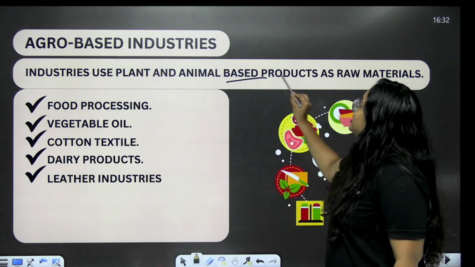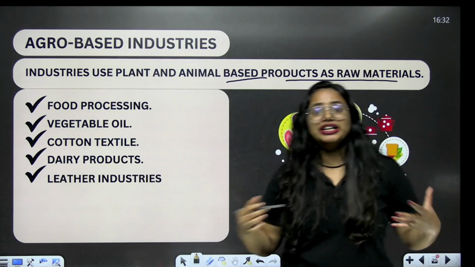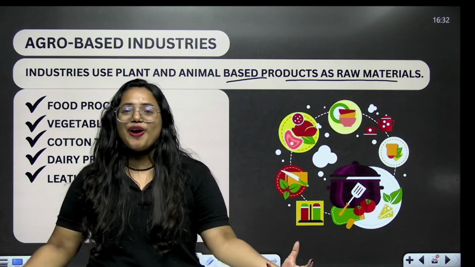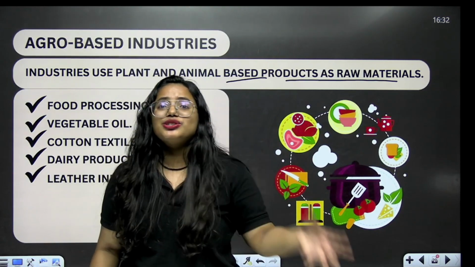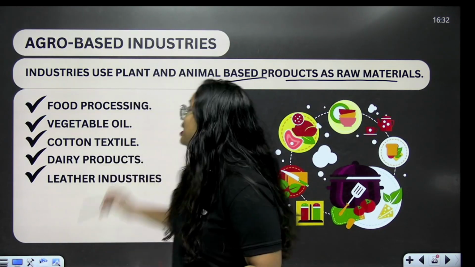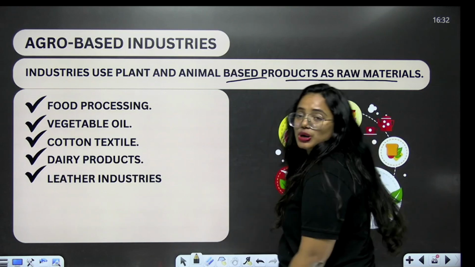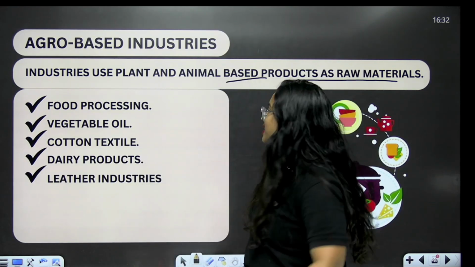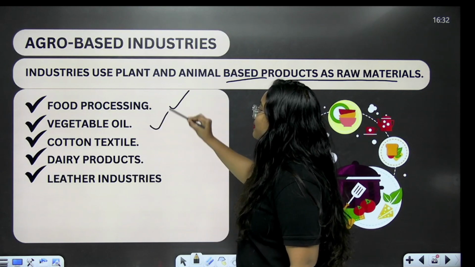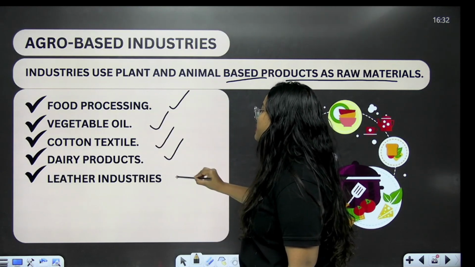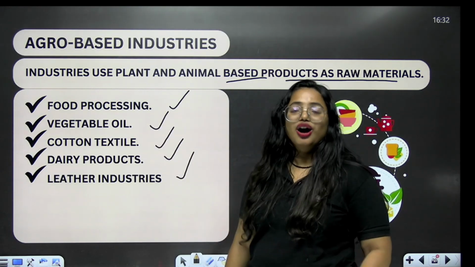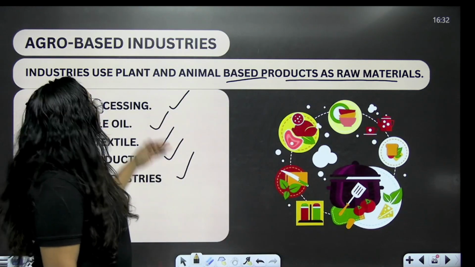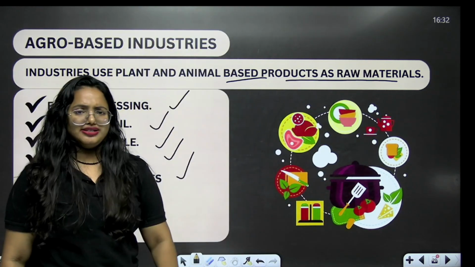Industries use plant and animal-based products as raw materials. There must be some raw materials to make the product, right? But what are these raw materials? These can be plant and animal-based products. And there are various industries that come under this category. What are they? Food processing, vegetable oil, cotton textile, dairy products, leather industries, etc. All these are considered as various industries that come under the category of agro-based industries.